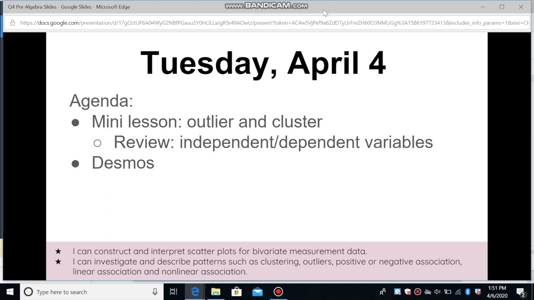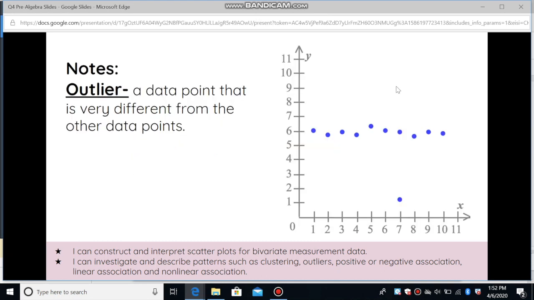Our I can statements for today are again looking at constructing and interpreting scatter plots for bivariate measurement data, and also, I can investigate and describe patterns such as clustering, outliers, positive or negative association, and linear or nonlinear association. So once again, we're just trying to work with that precise mathematical language.